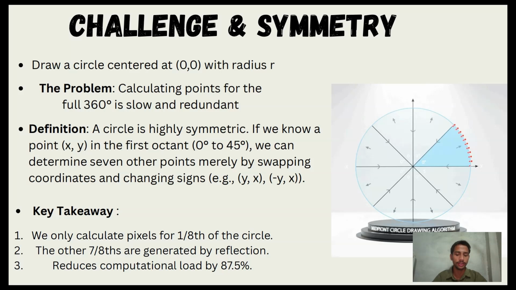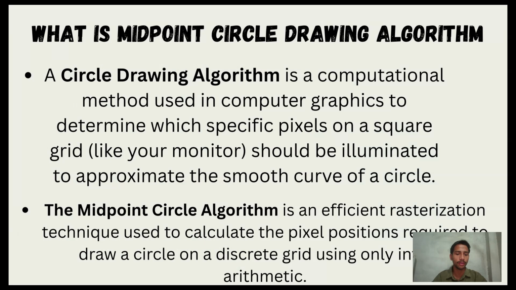Moving on to the next slide, which is midpoint circle drawing algorithm. So, what exactly is the algorithm? In simple terms, a circle drawing algorithm is a method used to decide which specific square pixels on a grid, like your monitor, should be lit up to look like a smooth curve. The midpoint circle algorithm is a specific, highly efficient technique for this. Its main superpower is that it uses only integer arithmetic. It avoids heavy floating point math, making it extremely fast in rasterization.